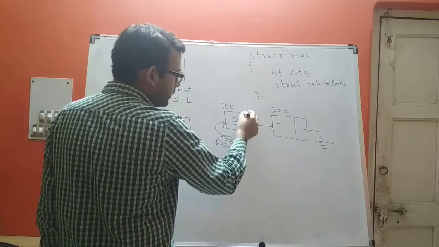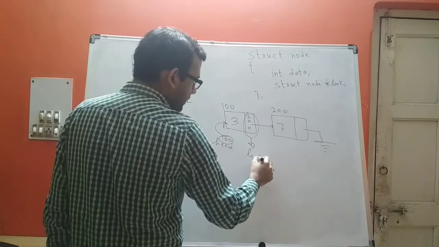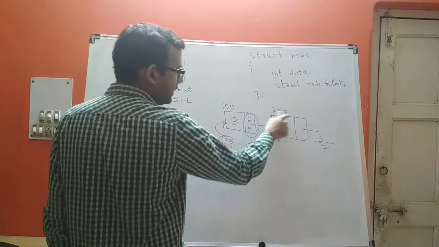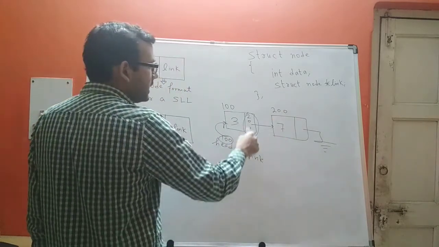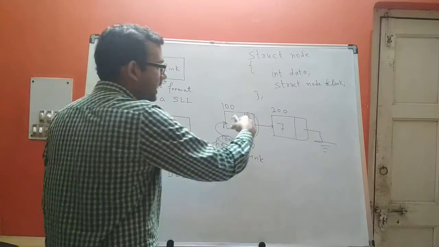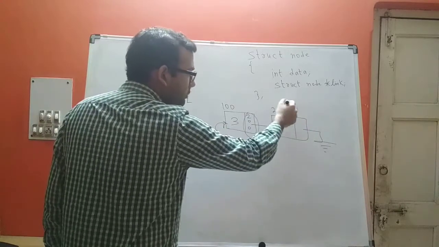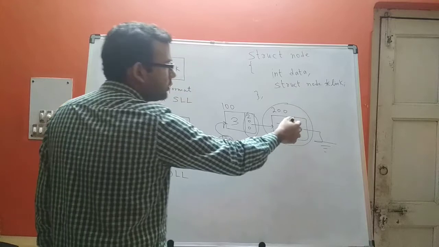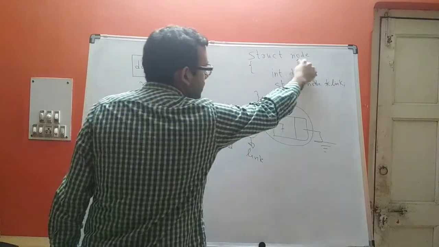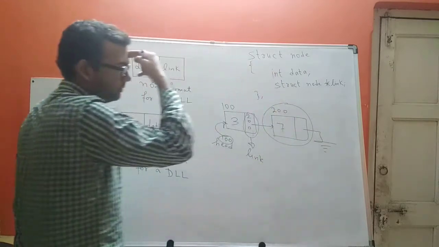Now see, this is the link part, right? Now what is the link part holding? The link part is holding 200. What is 200? 200 is the address of this node. That means the link part of any node will always hold the address of the next node. Now what is this node? What is the type of this node? Just now we saw that every node is defined using this structure. So the type of this node is struct node.